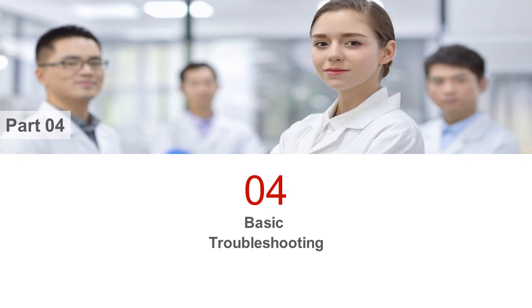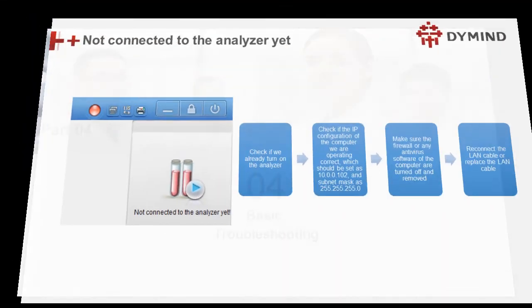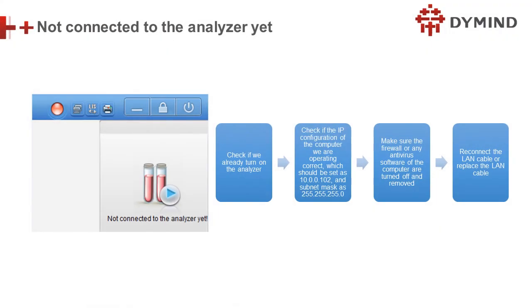Last one is number 4, basic troubleshooting. You can get some more suggestions from the user's menu or service menu, like connected to the analyzer. So what to do if the machine alarm says not connected to the analyzer? Check what?